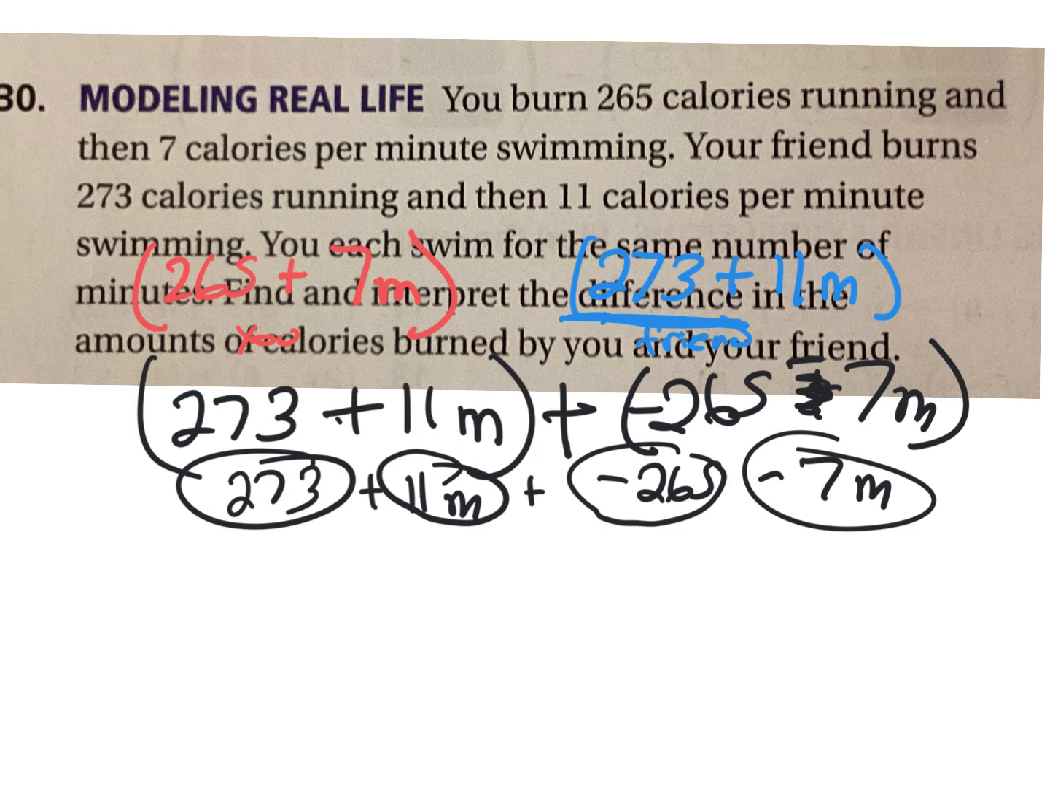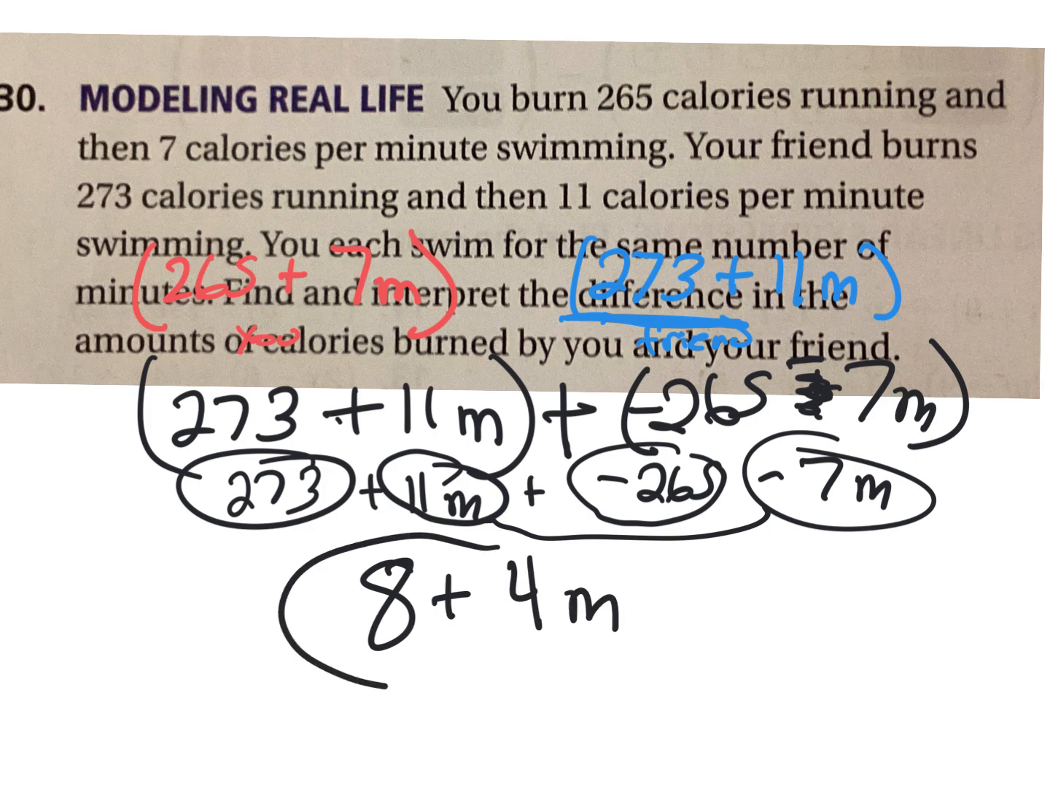Now I'm going to do my 273 minus my 265. So 273 minus 265 equals 8. And then I'm going to put my 11m with minus 7m. That gets me a positive 4m. And that's the difference between the two of us. Okay?